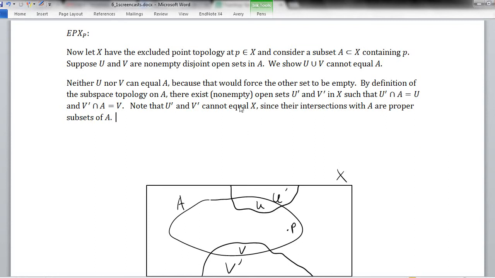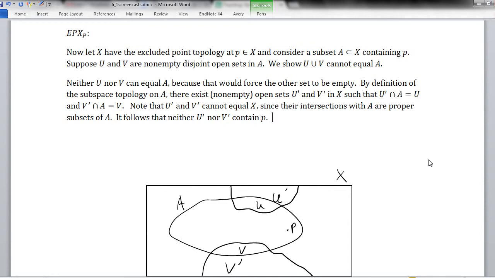So, I mean, if one of them equaled X, then its intersection with A would be all of A. Okay? In other words, U or V would be A. But we know that's not true. All right. So, we can rule out that case. Okay, so the only other way for U prime and V prime to be open is for them to not contain P. Okay. It follows that neither U prime nor V prime contain P.